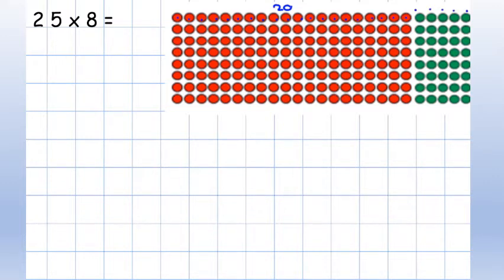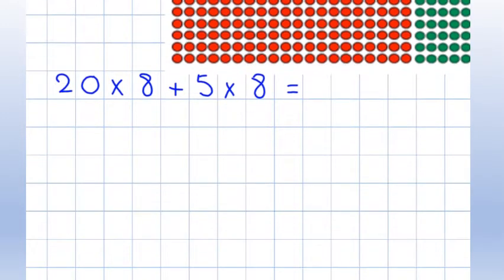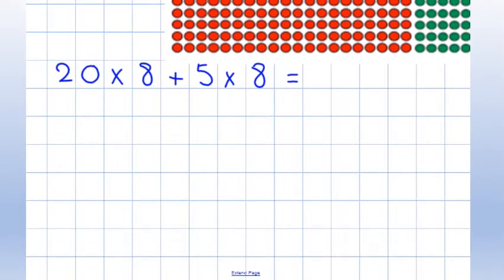So what do you think I'm going to do first? I'm going to rewrite 25 times 8 into two different calculations, okay? I'm going to have a 20 times 8 and I'm going to have a 5 times 8. Okay, so I'm going to complete each side separately, then I'm going to add them all together. Are you ready? 20 times 8, you can use the picture if you want to.